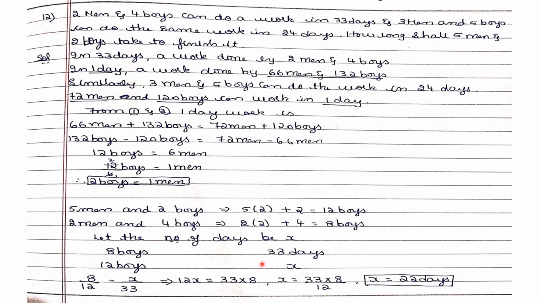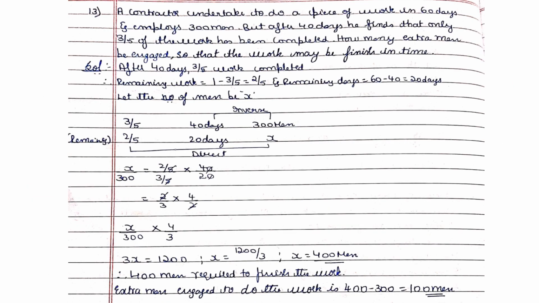8 divided by 12 is equal to x divided by 33. Now cross multiply: 33 into 8 is equal to 12 into x. So you will get x is equal to 22 days. So these 12 boys will complete the work within 22 days, or else these 5 men and 2 boys will take 22 days to complete the whole work.